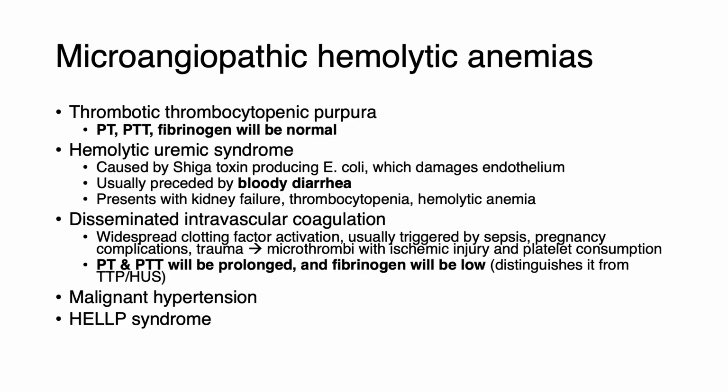And then with HUS, usually that patient is going to have a story of bloody diarrhea. This is usually caused by Shiga toxin from E. coli. And so maybe they were out of the country, maybe they ate at a Jack in the Box, and now they've got bloody diarrhea, which leads to kidney failure, thrombocytopenia, and this hemolytic anemia.